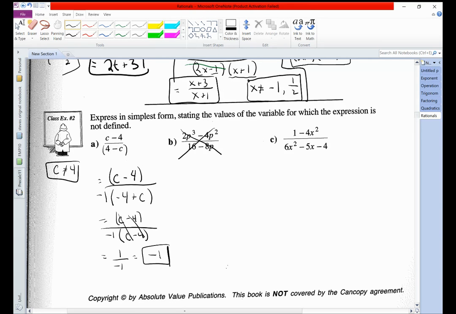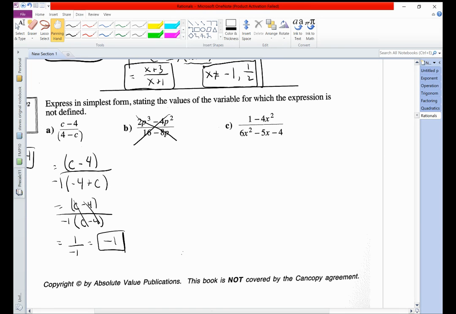All right, let's look at C. C is a little bit more complicated. I think that's going to be the last one that I do. Actually, I'll do one more on the next page. So the top, you notice 1 minus 4x squared is a difference of perfect squares. 1's a perfect square, 4x squared is a perfect square, and it's a difference, it's subtractive. At the bottom, 6x squared minus 5x minus 4 is a trinomial with a constant in front of the x squared term. Can't factor it out, so we have to do decomposition.